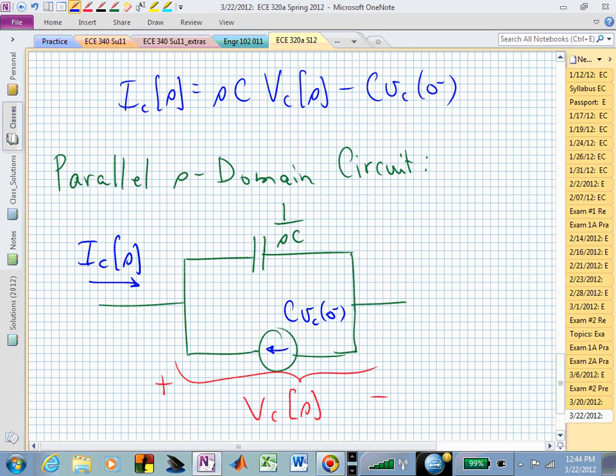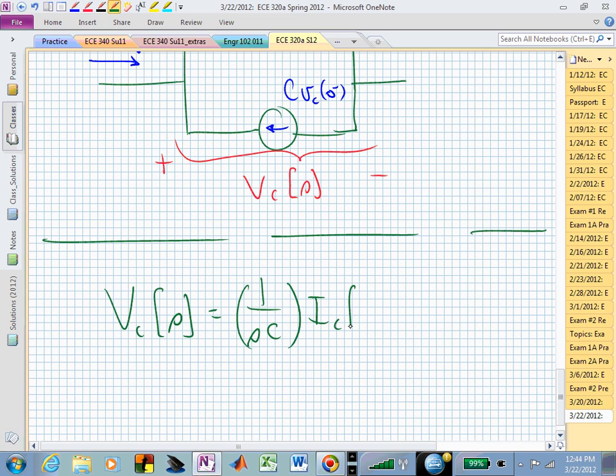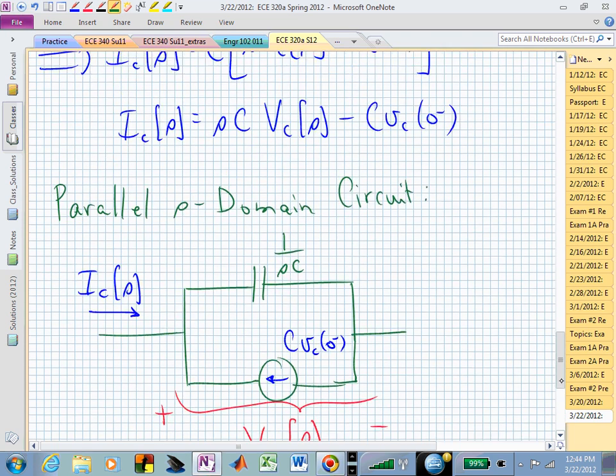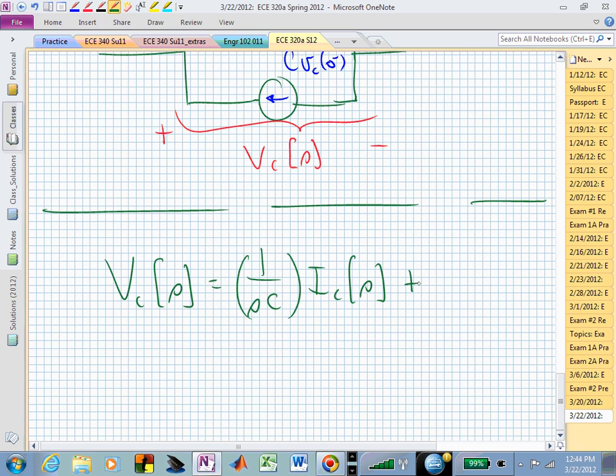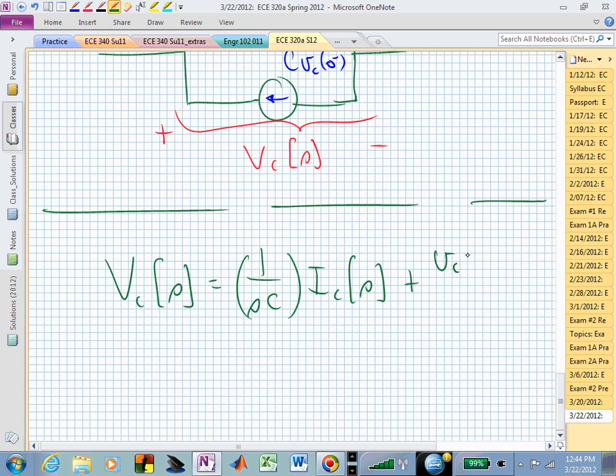If we wanted to do the other, then we do what we have done before, and we solve this blue equation that's at the top of the screen right now. We solve that for the capacitor's voltage, and we end up then with the following. We have V sub C of s is equal to 1 over sC times I sub C of s, and now we have this plus C V sub C of 0 minus divided by sC. The C's cancel, and we're left with this V sub C of 0 minus over s.